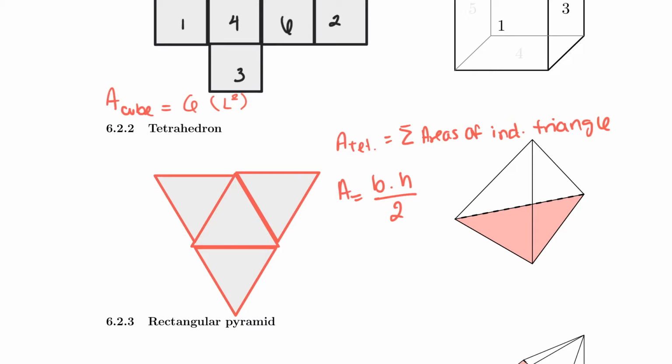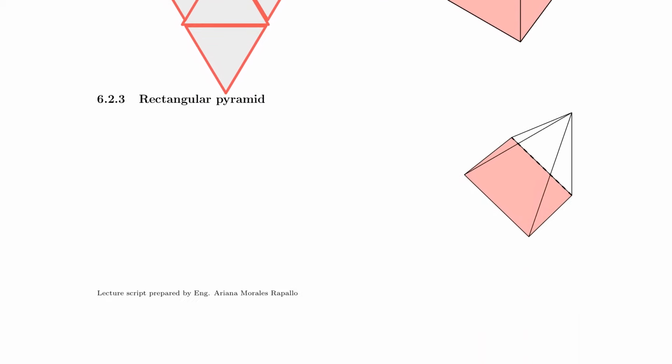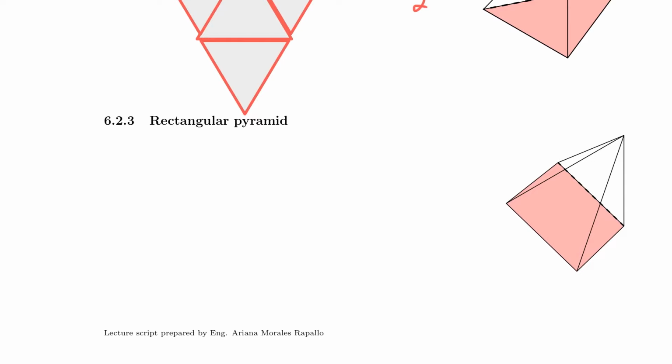Okay, so let's move on to the rectangular pyramid. And remember, last lecture we took a rectangular pyramid. It has a rectangular base. Okay, so here we can see that the base where all these triangles meet is a rectangle, it's not a triangle. Okay, so if we want to calculate the net area of a rectangular pyramid, we need to calculate the areas of the triangles that are in this pyramid and the area of the base, which is a rectangle.